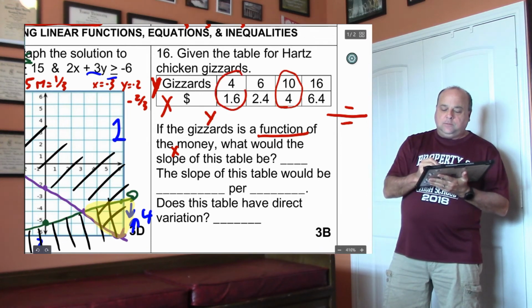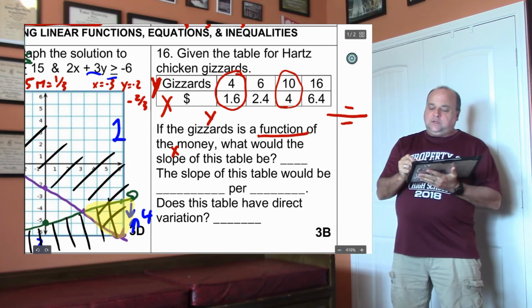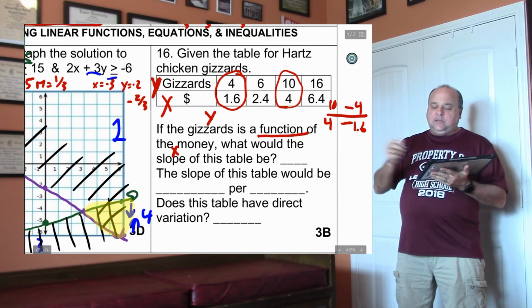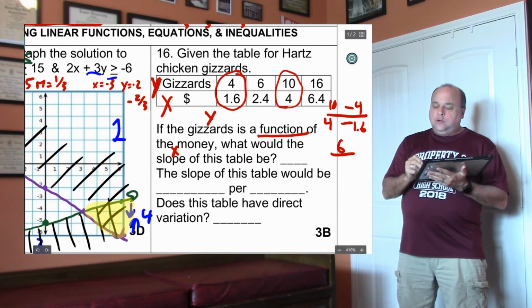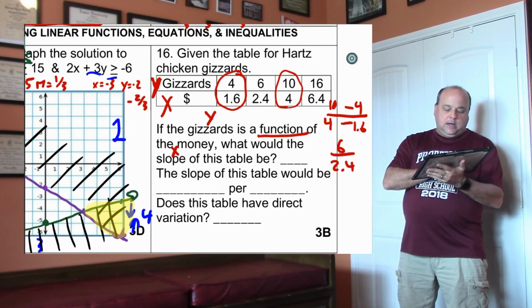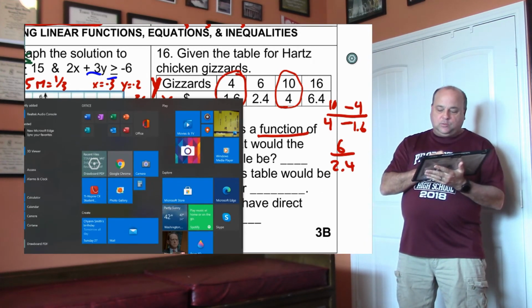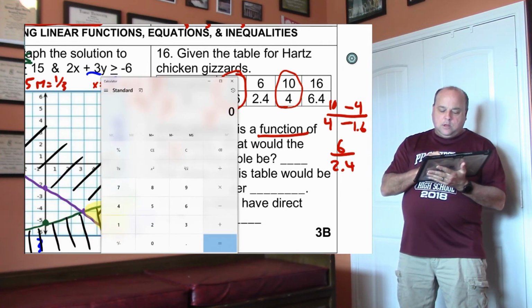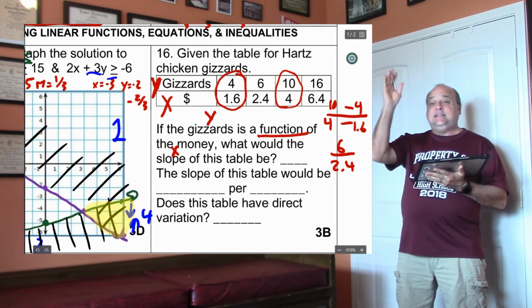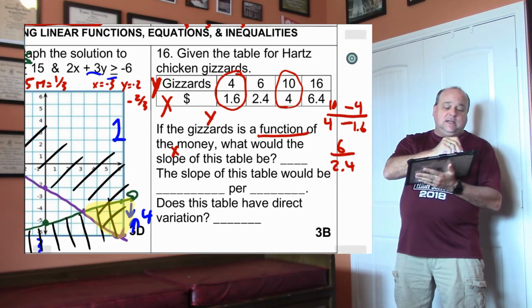And let's use this one. Okay, so we're going to do 10 minus 4, that's our y minus y, and 4 minus 1.6. So we're going to get 6 over 2.4. I'm going to go to my calculator: 6 divided by 2.4 equals 2.5.